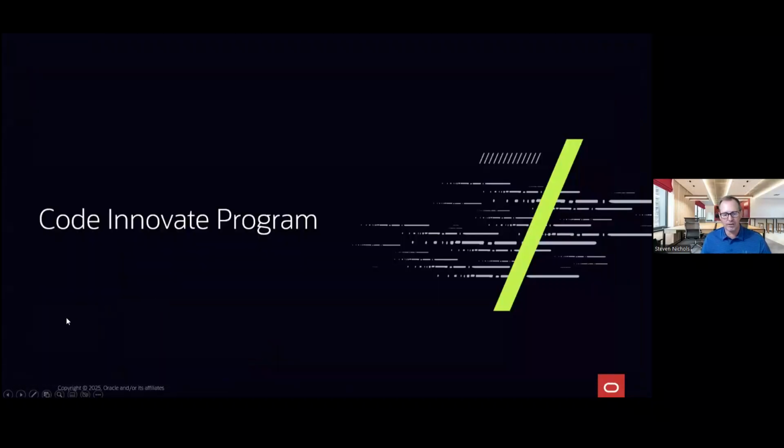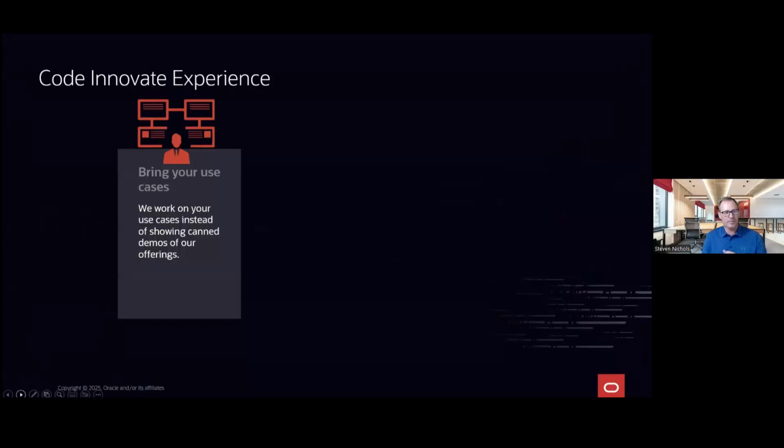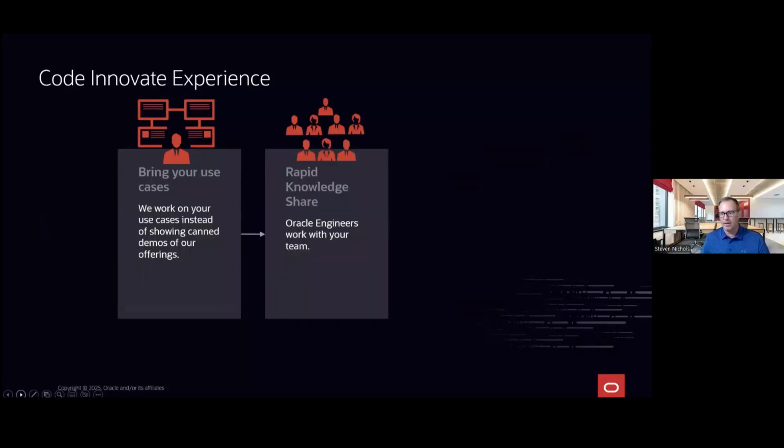But now I want to talk about the Code Innovate program. What is a Code Innovate? A Code Innovate is essentially the experiences customers have, use cases. You have a use case that you want to work on. We ask you to bring your use cases. We work on your use cases. We don't have canned demos or canned use cases on a menu that you pick from. We ask you, what do you specifically want to work on? What do you want to explore in the Oracle Cloud? And then we start there.